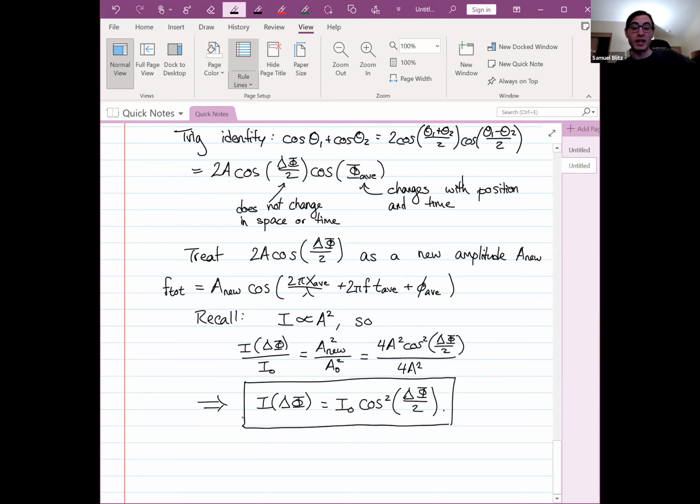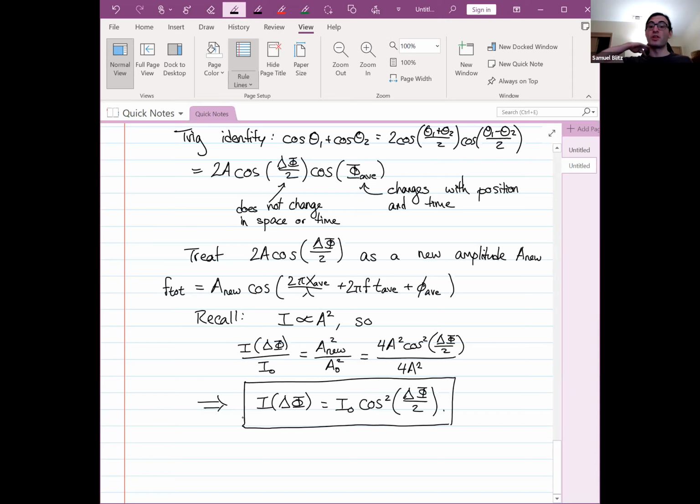When they're perfectly aligned, we get that the intensity is just I naught. So try plugging in delta phi as 2 pi. Then you get cosine squared of 2 pi over 2, which is cosine squared of pi. Cosine of pi is -1, so cosine squared is 1. So you get that I of 2 pi is just I naught.